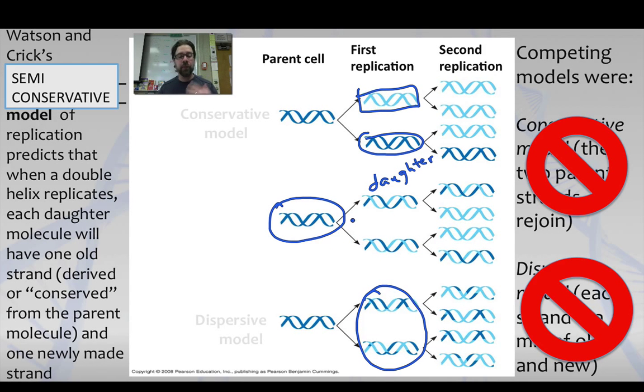And if you were to continue on with your replications, you would see that the old strand is conserved in still another generation, and that the new generations would then bud off of the new strand that you built in the last generation. So in that way, it's semi-conservative, where we keep a parent strand around for the next generation.